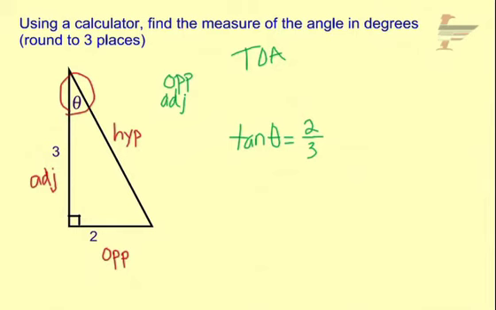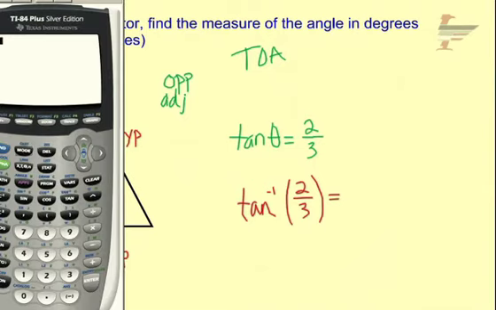So we're looking for the actual measure of theta, our angle measure. So this is where we use the inverse tangent button on our calculator. Inverse tangent of 2/3. When we punch that into the calculator, that will give us back an angle measure.